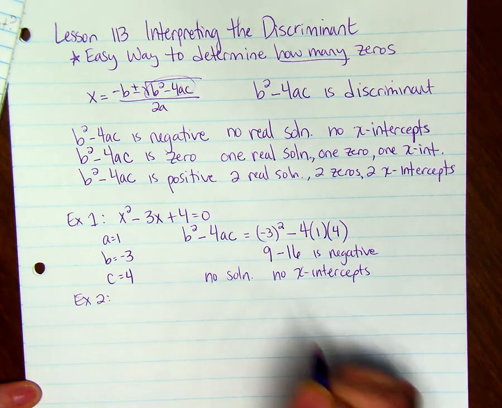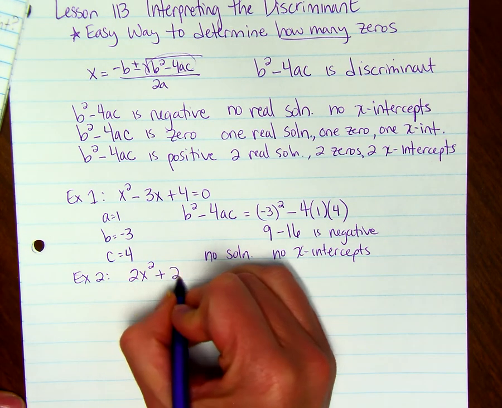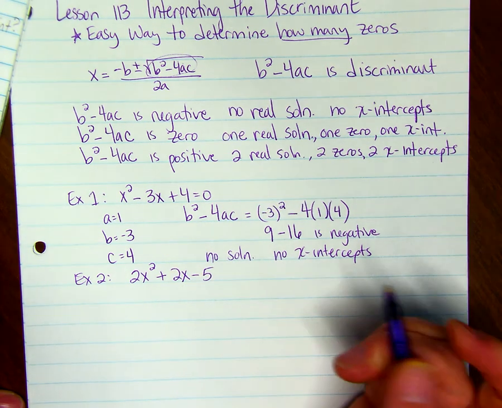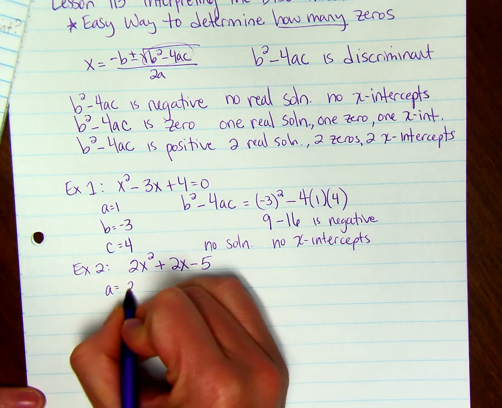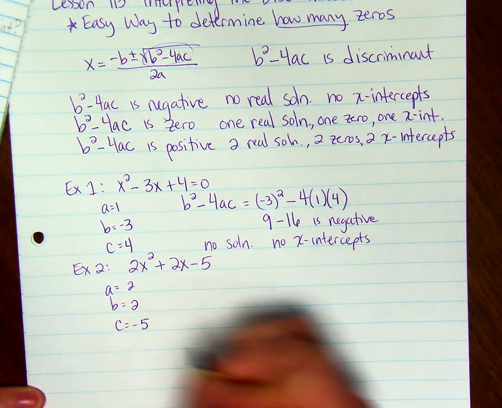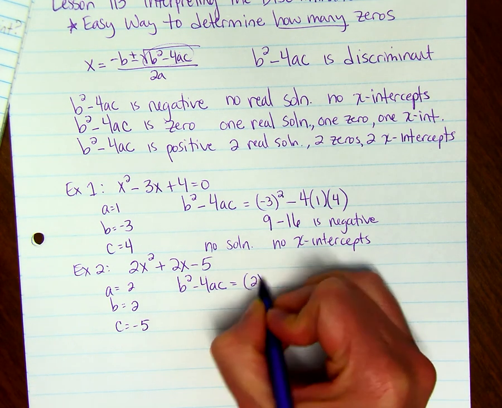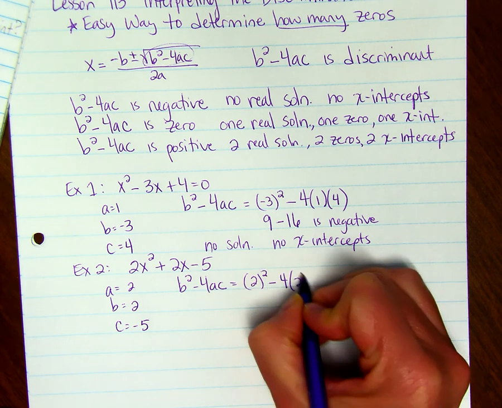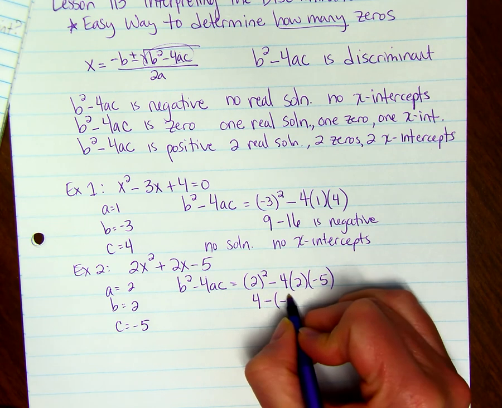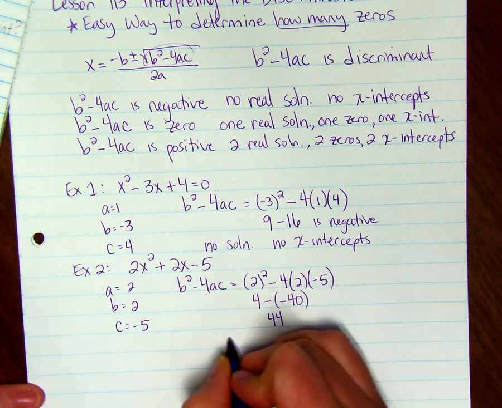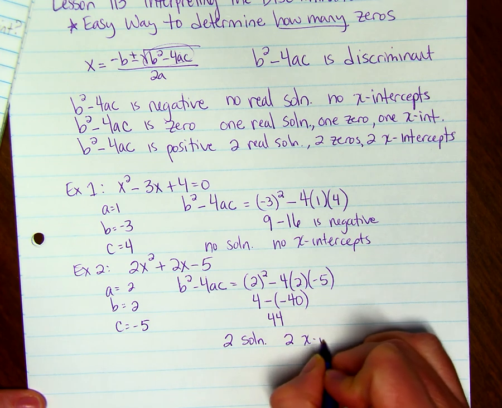Here's another example. 2x squared plus 2x minus 5. How many solutions are there going to be? How many x-intercepts? We could say a is 2, b is 2, c is negative 5. So we have b squared minus 4ac. So we have 2 squared, which is 4, minus 4 times 2 times negative 5. So we have 4 minus a negative 40, which is positive. So there are two solutions and two x-intercepts.